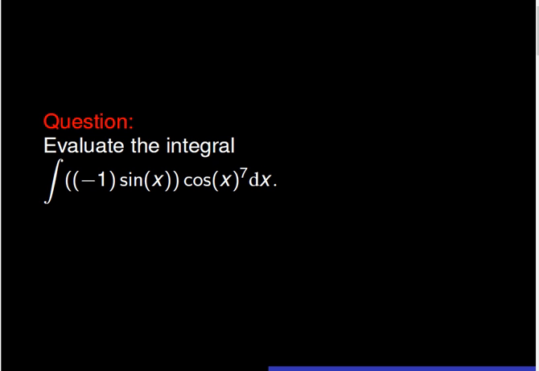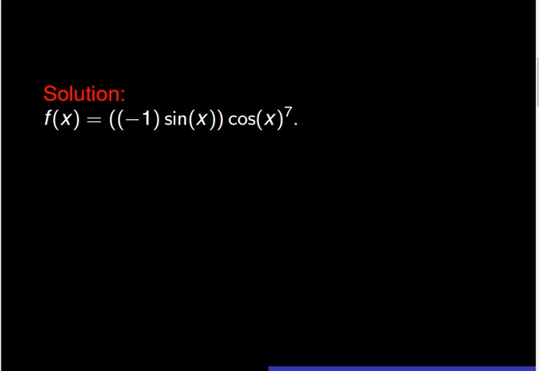In this problem, we are asked to find the antiderivative of the function minus 1 times sine of x times cosine of x to the power 7. Let us integrate the function minus 1 times sine of x times cosine of x to the power 7.